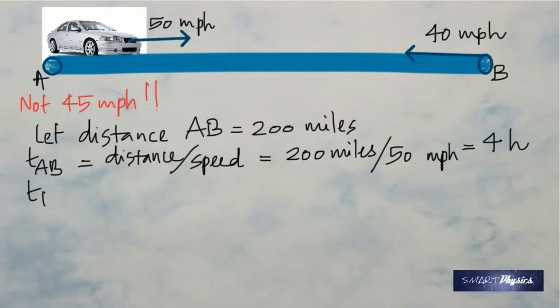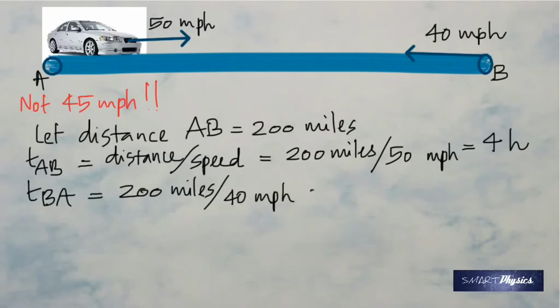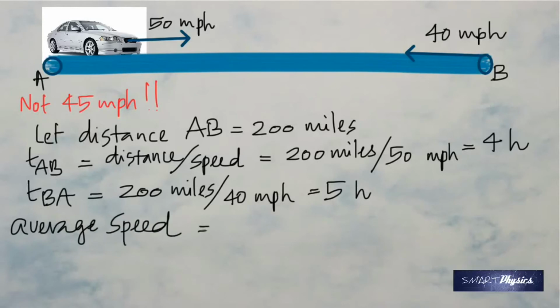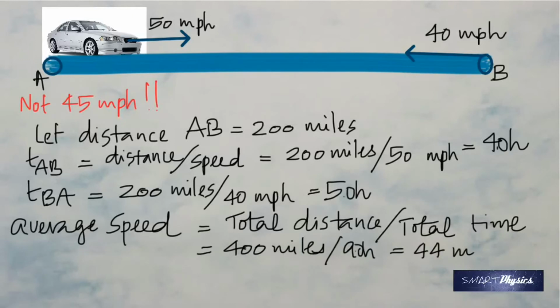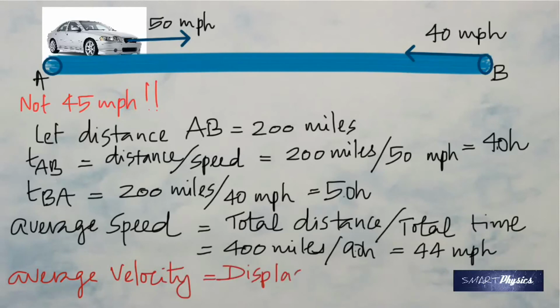And on the return journey, it's going to take, again, 200 miles divided by 40 miles per hour, which is 5 hours. And to find the average speed, the formula is total distance divided by total time. In this case, the total distance is 400 miles and the total time is 9 hours. So you get the average speed as 44 miles per hour.